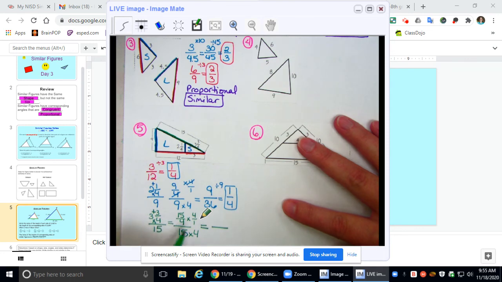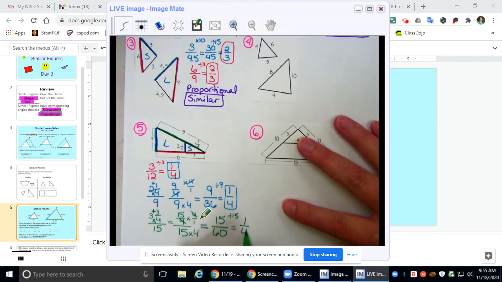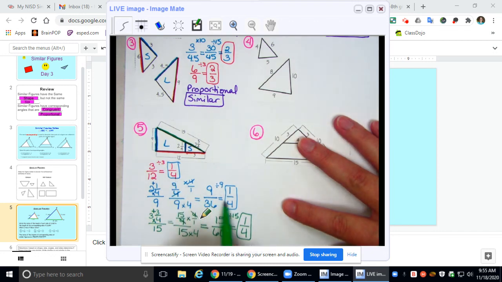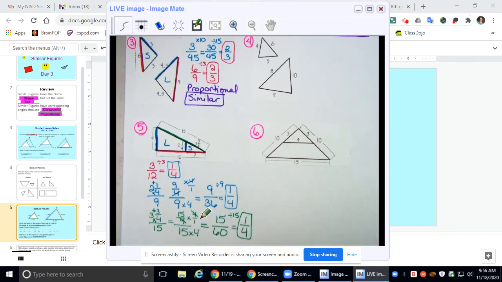All right, and now I'm going to simplify that. I get 15, and 15 times 4 is 60. Now I want to simplify by 15. But wait, didn't we just multiply by 15? Oh my goodness, craziness. Watch this. 60 divided by 15 is 4. So now look, as you guys can see, I have equivalent ratios for all 3 sections. Equivalent ratios means it's proportional, and proportional means that it is similar.